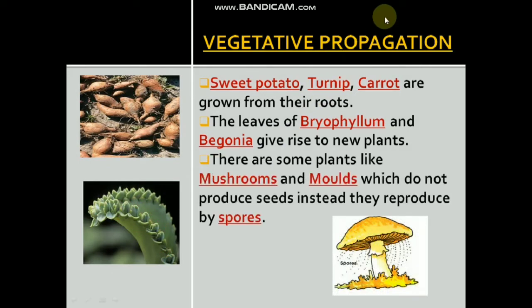There are some plants like mushroom and molds which do not produce seeds. Instead, they reproduce by spores. Now, what are spores? Spores are tiny round-like bodies which can be dispersed easily in various directions and grow into new plants. In the slide, you can see the picture of mushroom. Yes, these are the spores which grow into new plants and they can easily be carried away by wind. So this was vegetative propagation.